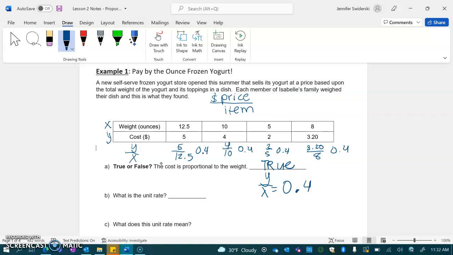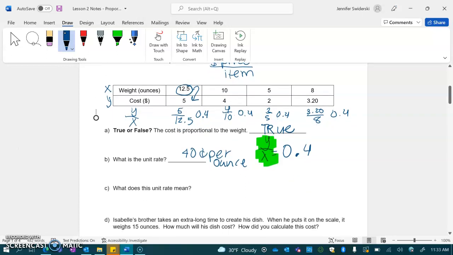I could also multiply my x by 0.4 to get my y, because remember, multiplying and dividing are inverse operations. But in 8th grade, we're going to talk a lot about the y over the x, because that leads to slope next year. So what is the unit rate? Well, it is 40 cents per ounce. What does that mean? Well, for every ounce of froyo, it costs 40 cents.